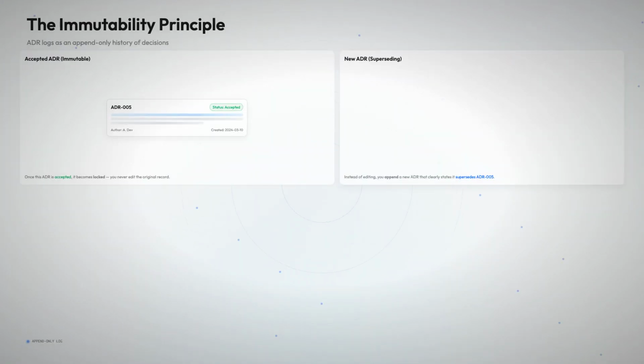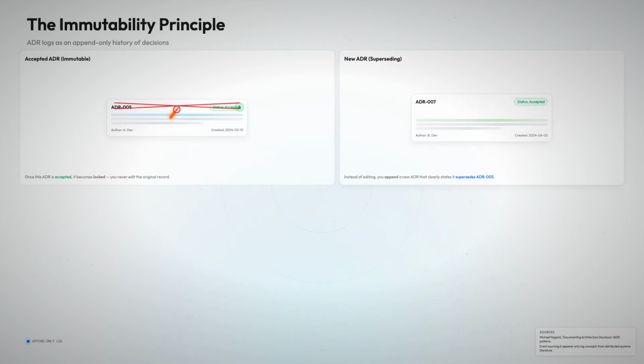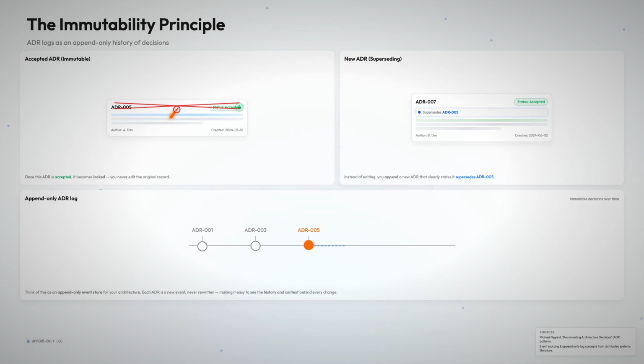Here's the key insight. Once an ADR is accepted, never edit it. Instead, write a new ADR with status supersedes ADR NNN and explain what changed. This preserves the historical record. Think of your ADR log like an append-only event store. You can trace how your architecture evolved and understand the context that led to each change.